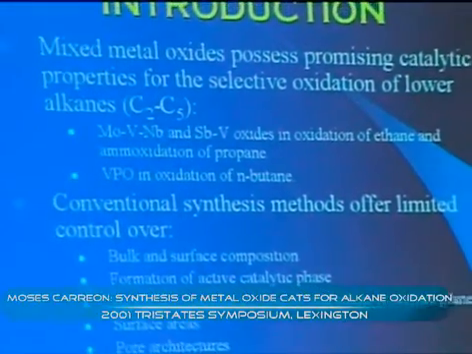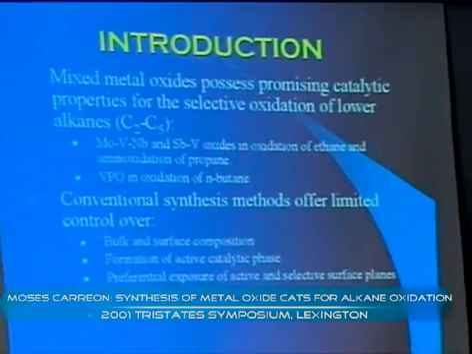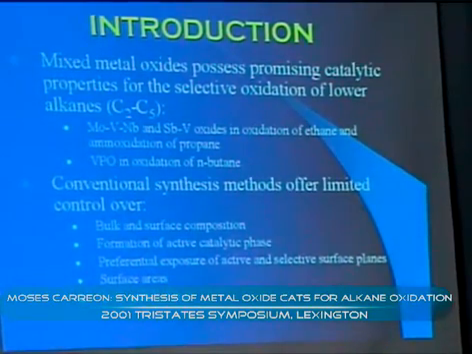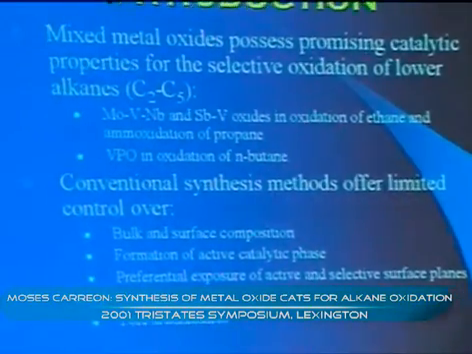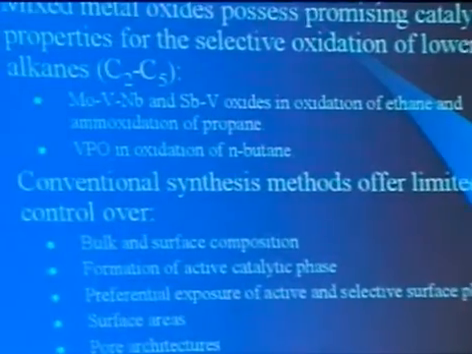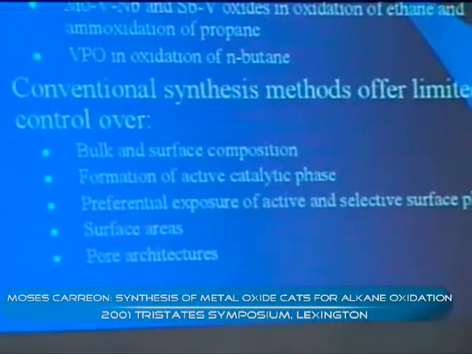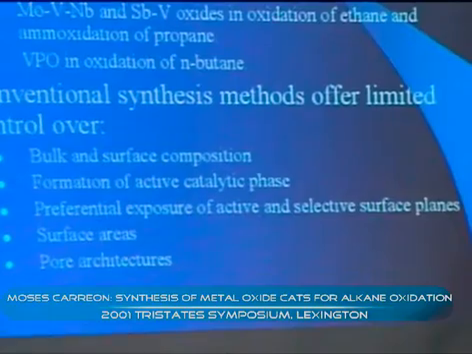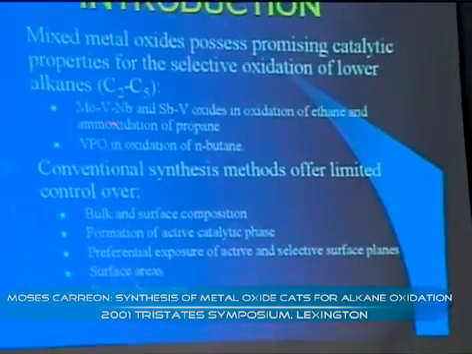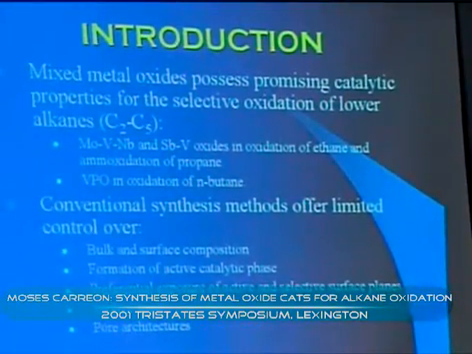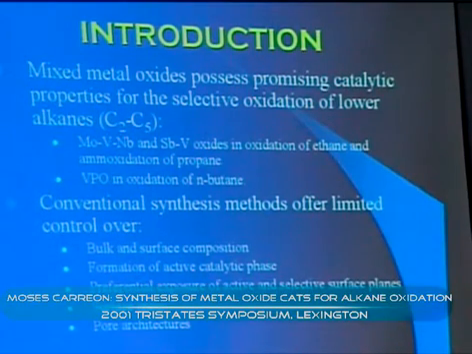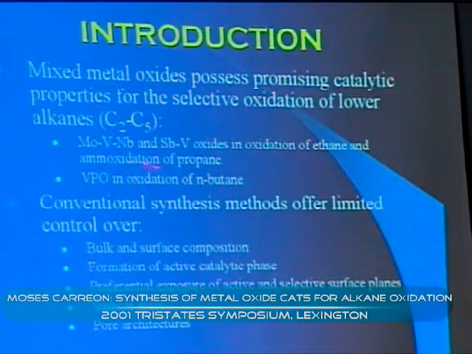First of all, why is it important to study these systems? Well, basically mixed metal oxides possess very interesting catalytic properties for the oxidation of lower alkanes. Two clear examples are the molybdenum, vanadium, niobium, and antimony vanadium oxide systems for the oxidation of ethane and propane. The other well-known system is vanadium phosphorus oxide in the oxidation of n-butane to maleic anhydride.